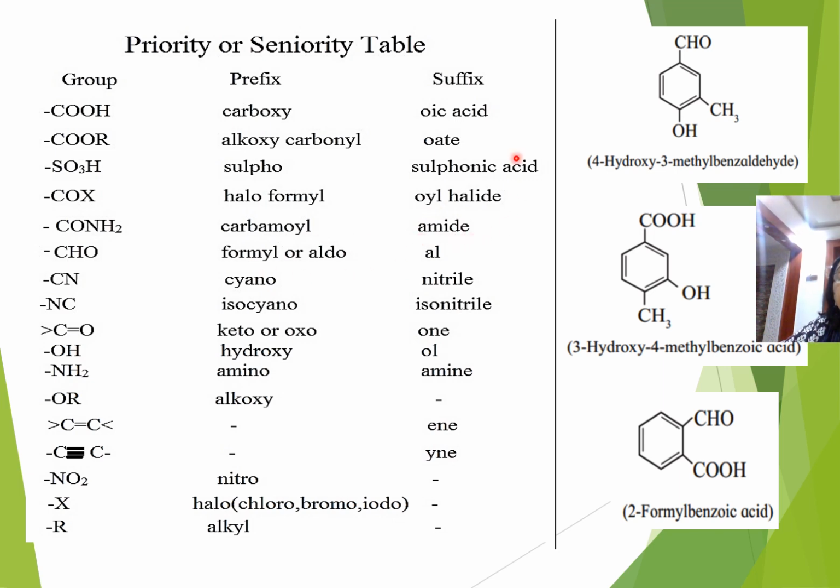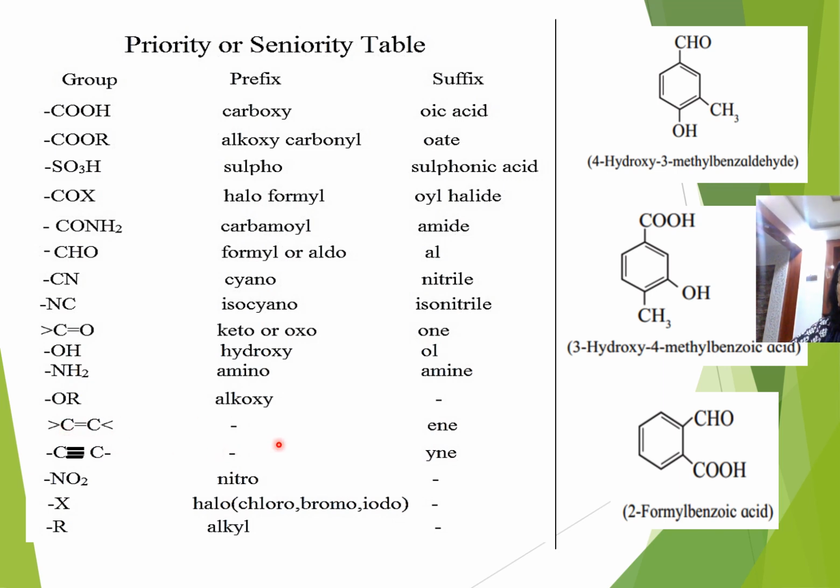It is a suffix when it is a higher priority group, and when it is a lower priority group, it is a prefix. So CN is cyano, and nitrile if it is a suffix. NC is isocyano, and if it is a suffix, it is isonitrile. Then the ketonic group is keto or oxo if it is a prefix, and if it is a suffix, it is one. The OH group, when it is a prefix, is hydroxy. If it is a suffix, it is ol. If it is an NH2 group, it is amino and amine. The OR group is an alkoxy group anyway.